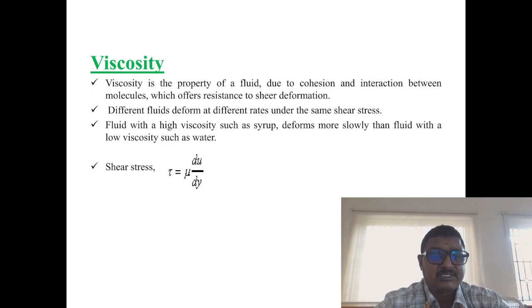Next one is viscosity. This viscosity property we'll discuss in the next class. Thank you.